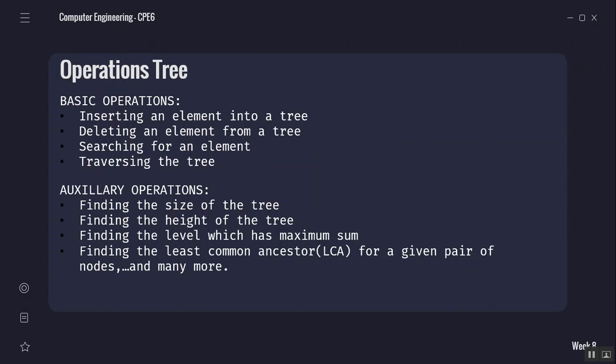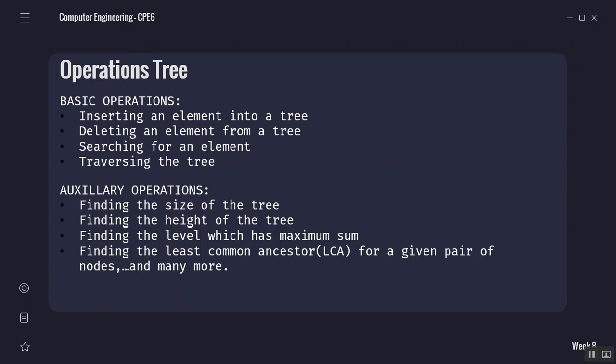Okay, so what operations can we use in a tree? There are 2 types of operations: the basic operations and auxiliary operations. These are the most commonly used operations in implementing a tree. Remember that a tree is an ADT, so I'm not giving the implementation, but rather just describing how it would work. Some of the basic operations of a tree are inserting an element into a tree, deleting an element from a tree, searching for an element, and traversing the tree.